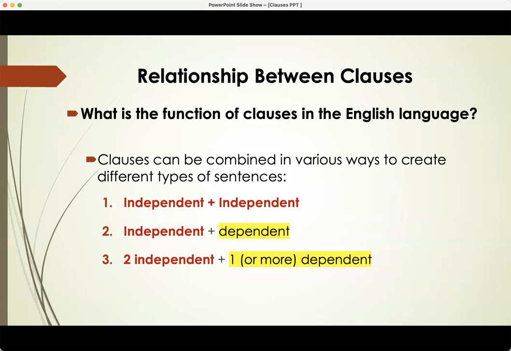Now, the last thing here I want to mention is, what is the function of clauses? Why are we studying all of this? Well, because clauses can be combined in various ways in English to create different types of sentences. You can put two independent clauses together in a sentence. You can put an independent and a dependent together, or you can put two independent plus one or more dependent clauses, and each combination of clauses creates a different type of sentences. In the next video, I'm going to explain in detail the different types of sentences and how to create each one.